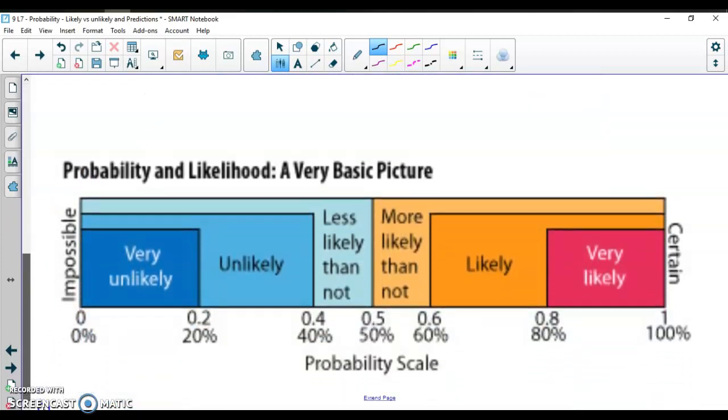One more basic picture here for you. Very unlikely rates below 20%. Unlikely rates up to 0.4. Less likely than not is at 0.5, and again, this is your tipping point, your halfway mark. Then more likely than not to happen, likely, and then very likely. Of course, still bounded by the impossible down at 0 and the certain up here at 100%.